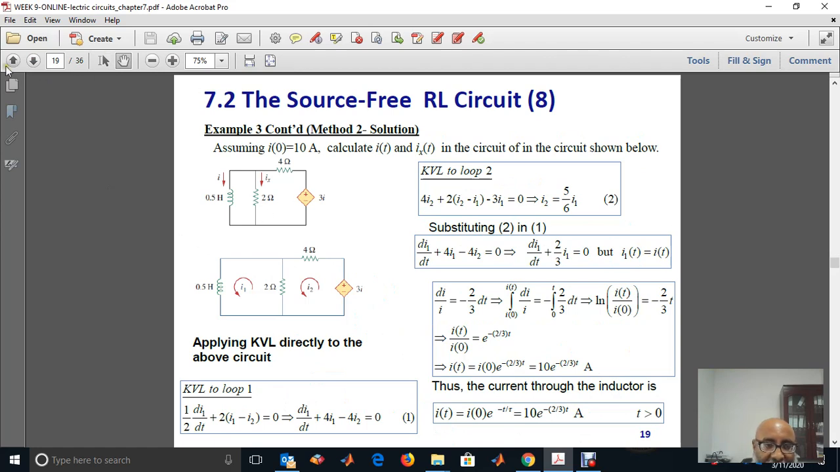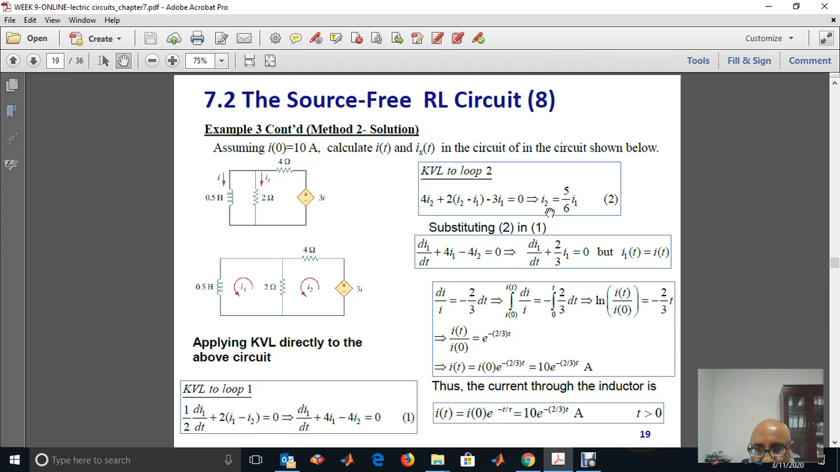We can also solve the previous problem directly without using the Thevenin equivalent resistance. How do we solve it? Again, we have these two loops, first loop and second loop. In this case, we don't remove the inductor, we keep it. Applying KVL in loop 1, the voltage across the inductor is half di1 by dt, plus 2(I1 minus I2) is equal to 0. Applying KVL in loop 2, 4I2 plus 2(I2 minus I1) minus 3I1 is equal to 0, which gives us this equation.